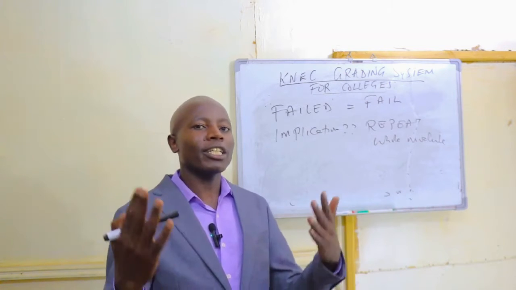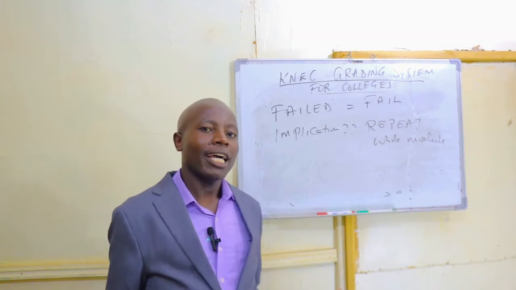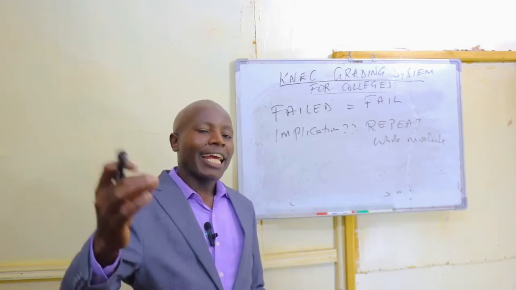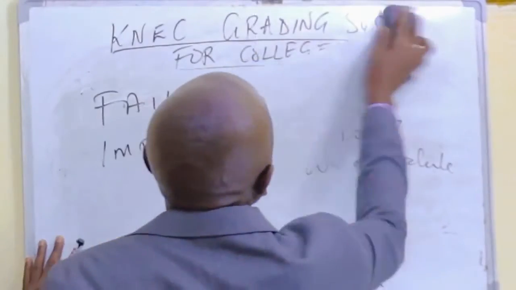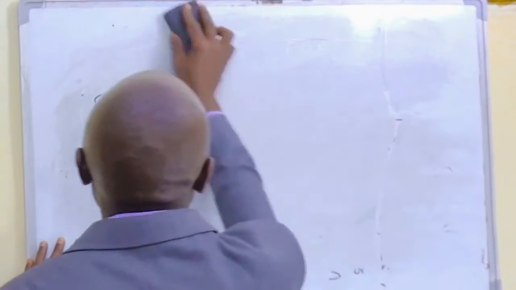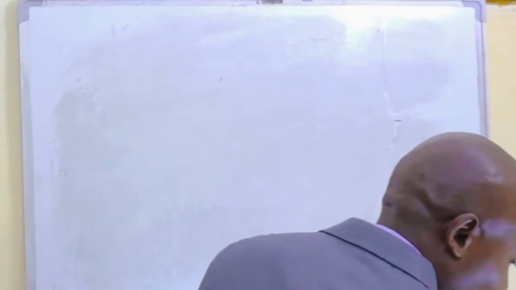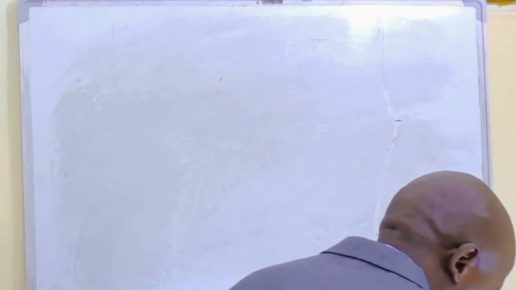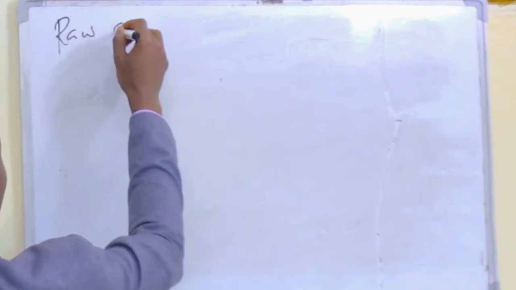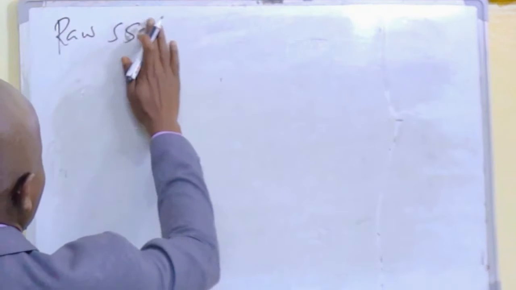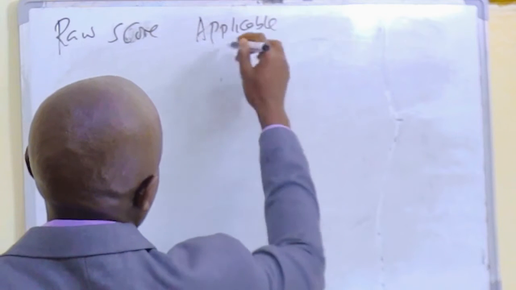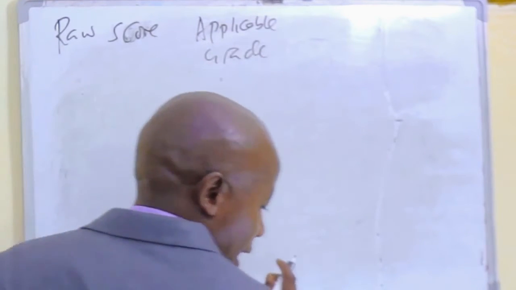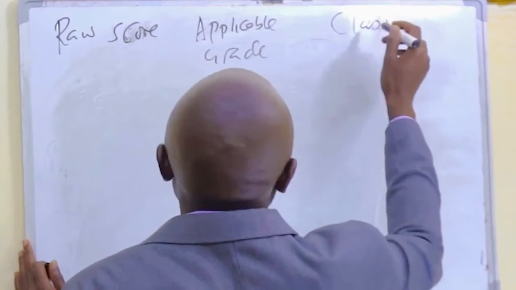Let me now tell you about the marks. So when you say grade 1 and 2 for the distinction, grade 3 and 4 for the pass, grade 5 and 6 for the credit, what are the differences in the marks? Keep it here. We are looking at the KNEC grading system for colleges. Remember, to help you know what exactly your result slip means, I'll say low score, applicable grade, and the class, of course.